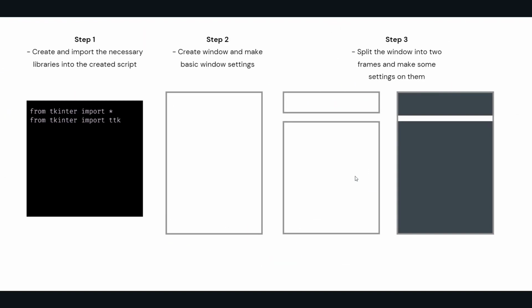In step 1, we are going to import Tkinter. In step 2, we are going to create a window and make basic window settings. I did that already. I'll show you how we can do that. And now we are going to split the window into 2 frames and make some settings on them. And this frame will handle the calculations, and here you are going to see the buttons, and you are going to see that in a minute.